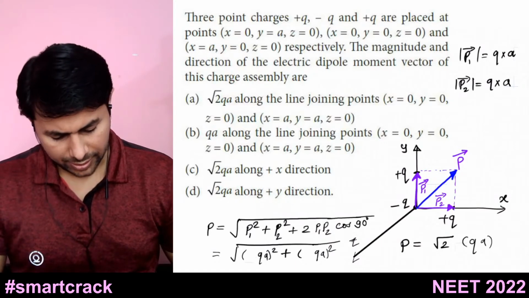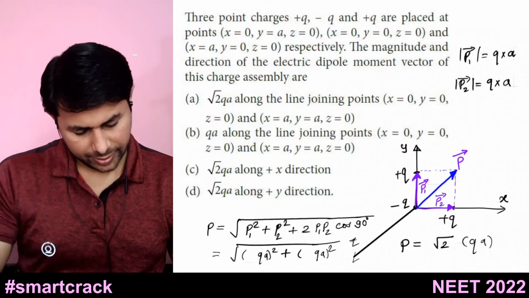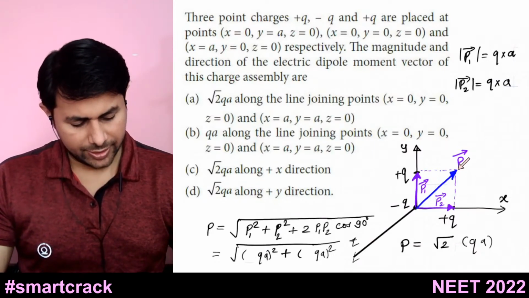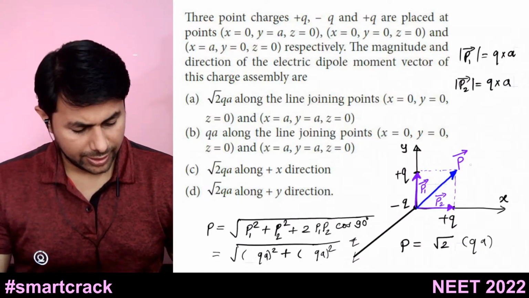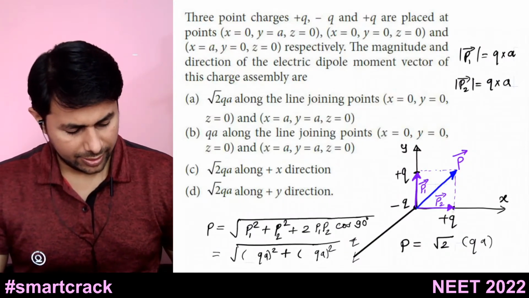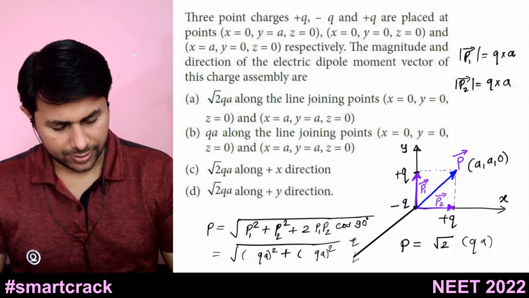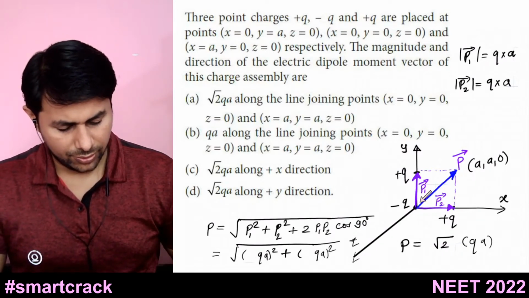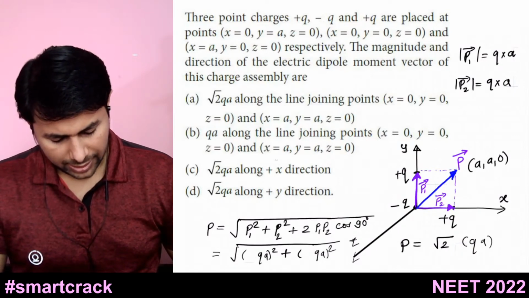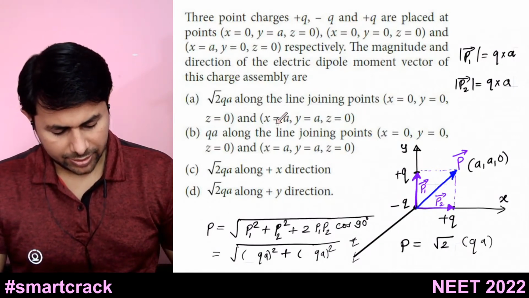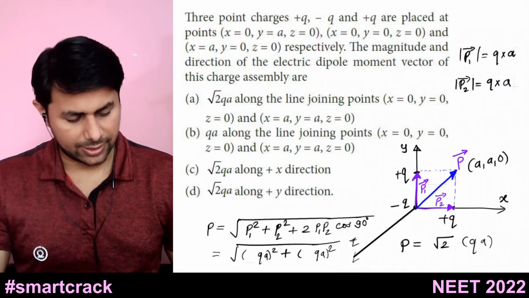And it will be directed along the line joining which points? What are the coordinates of this point? The z coordinate will be 0, and the x and y coordinates will be a and a. So it is a, a, 0. So it is directed from 0, 0, 0 to a, a, 0. The magnitude is root 2 qa, and in option A it is x equal to a, y equal to a, and z equal to 0. So option A is the answer.